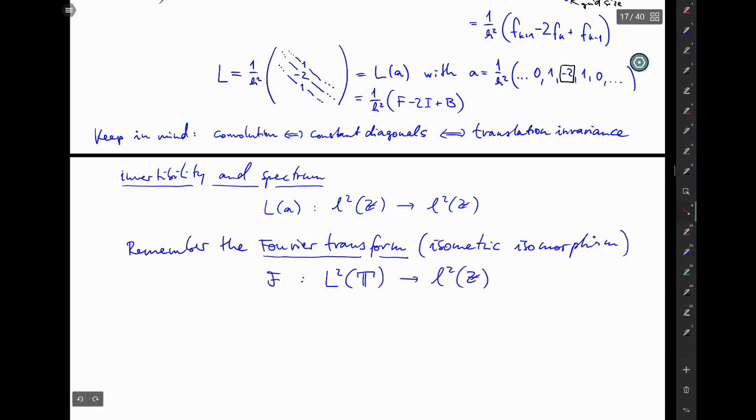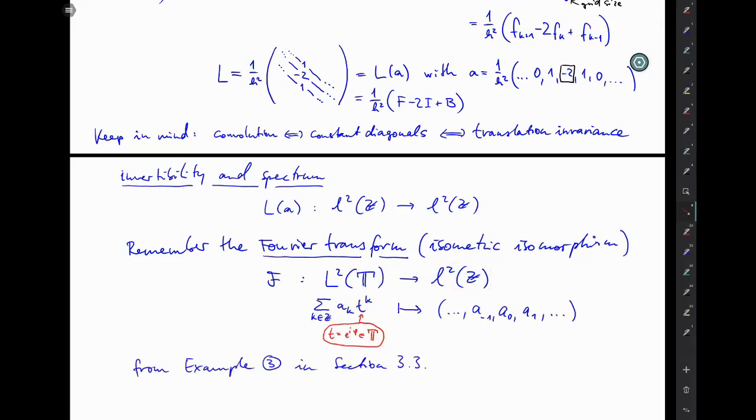We spoke about it in section 3.3 in one of the examples, example 3. And the Fourier transform takes a capital L2 function on the unit circle in the complex plane and maps it into the sequence of Fourier coefficients. So please check back to example 3 in section 3.3.